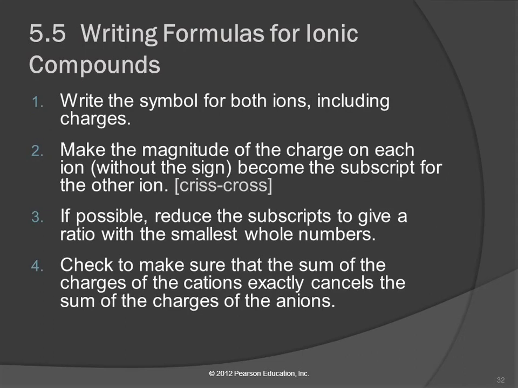So here are steps for writing formulas for ionic compounds. You need to start by writing the symbol for both ions, including the charges. The charges are what tell us how many of each ion we need, so we have to have the correct charges in there. And then we need to make the magnitude of the charge on each ion become the subscript for the other. This is a technique generally known as crisscross, and I'll demonstrate this. This is not the only way to do it, but it's the way that most students prefer, so we'll go with that one first. Then you need to look at those subscripts and, if possible, reduce them to give a ratio of small whole numbers.